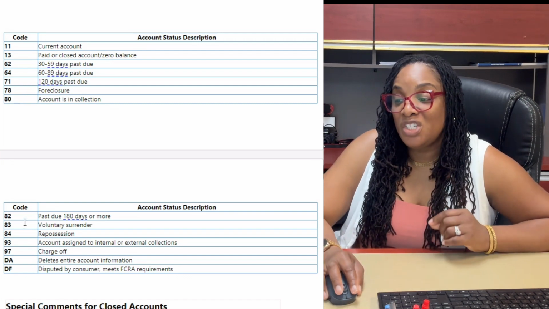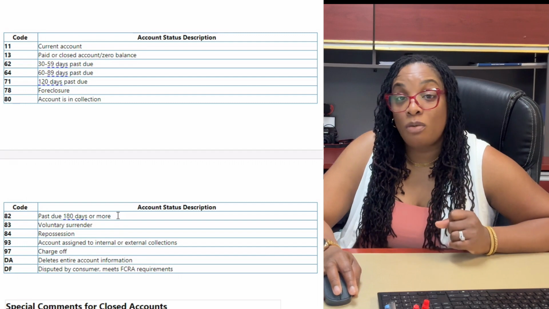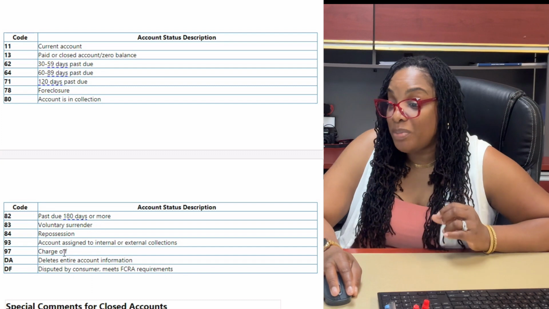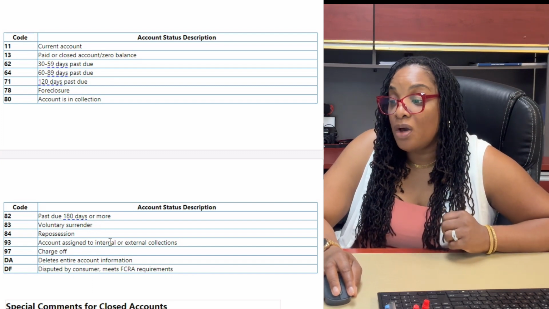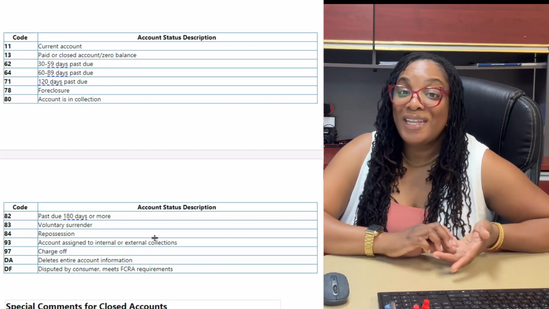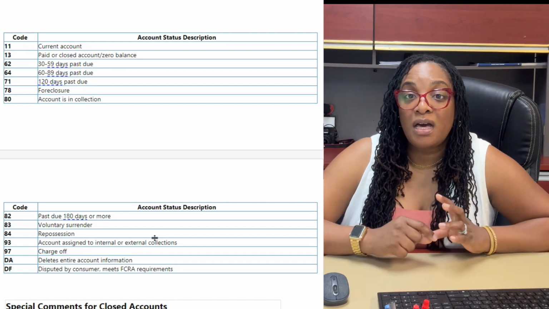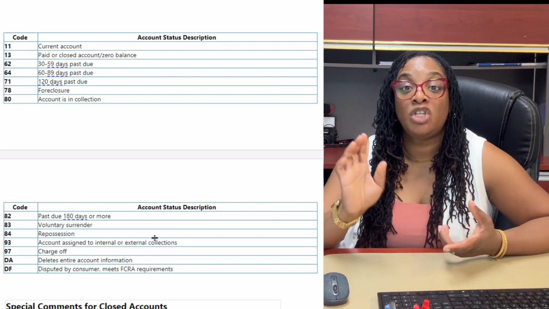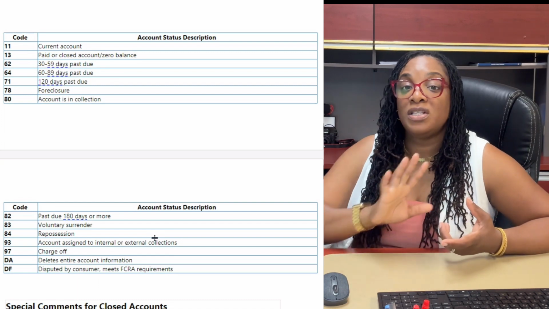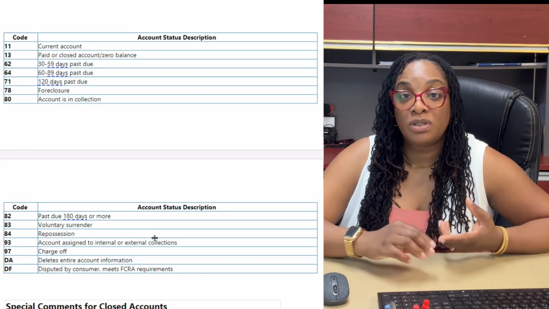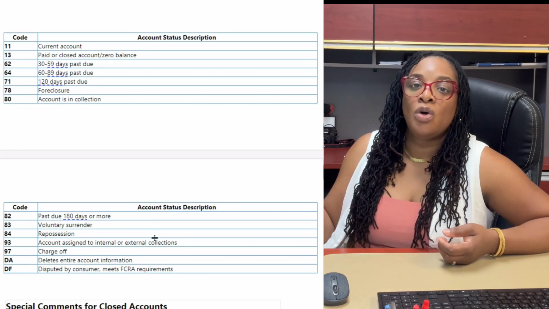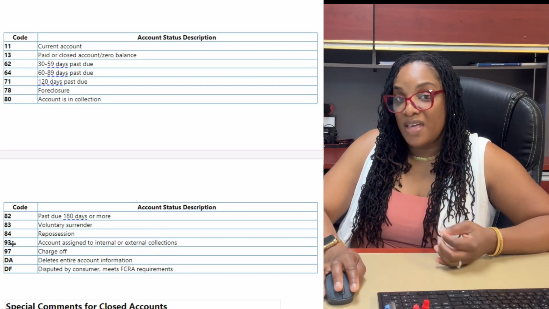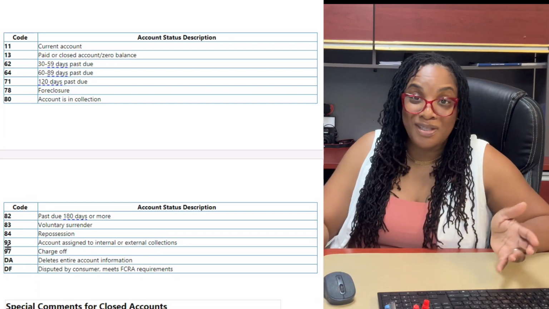So code 82 means past due 180 days or more. Code 83 is voluntary surrender. 84 is for repossession. 93 is account assigned to internal or external collections. That means the creditor either has their own collections department and doesn't assign the accounts outside, so their internal department is going to do the collecting, or maybe they sold or hired a collection agency externally. So 97 is charge off. Everybody knows that one, right?